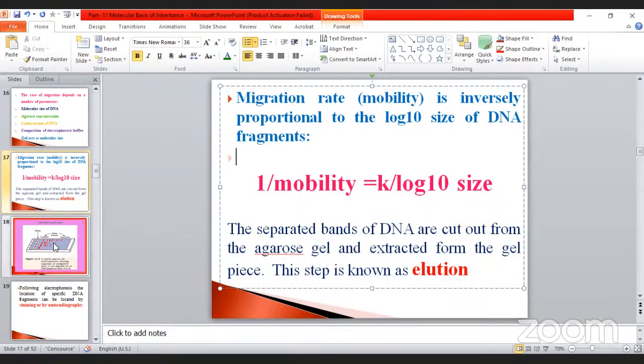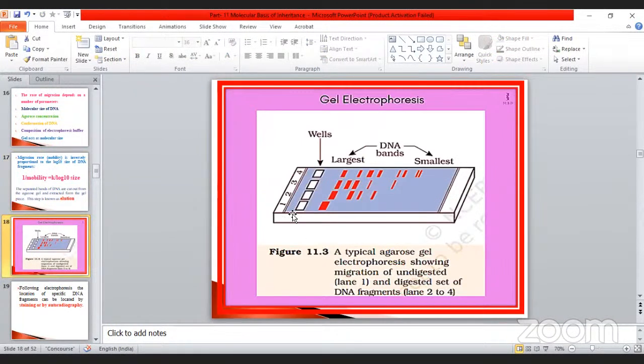See the next one. This is gel electrophoresis. You already know very well that there is a well. 1, 2, 3, 4, the different samples. The molecules migrate towards the gel plate. Which one is the largest molecule? I already told you, it depends upon their molecular weight. They migrate towards the electric field.